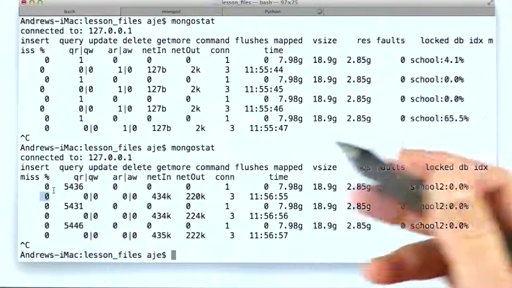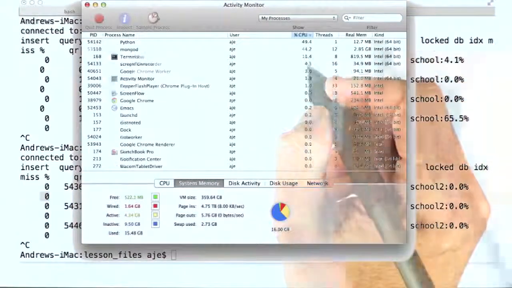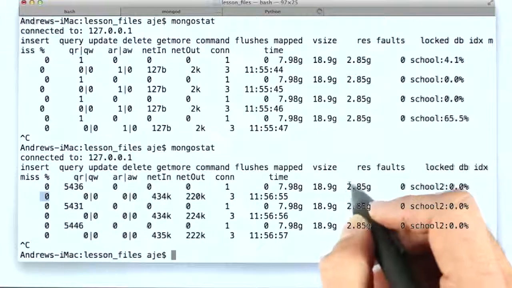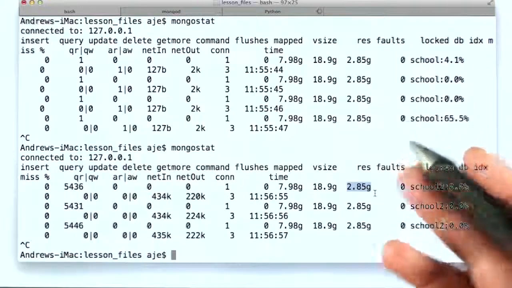You can look at the activity monitor to see how big Mongo is right now. Let's do that. It says it's 2.85 gigs. And Mongostat will also tell you that. See, Mongostat tells you that there's 2.85 gigs of data resident. And this is a Mac that has 12 gigs of memory. So it's not a problem. So this won't point us to any place where we could improve that program.